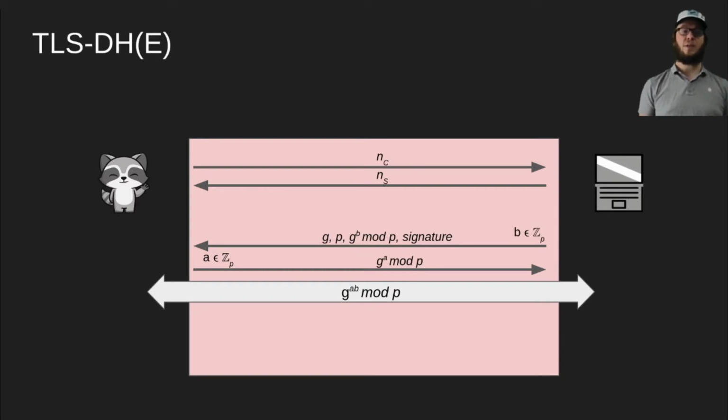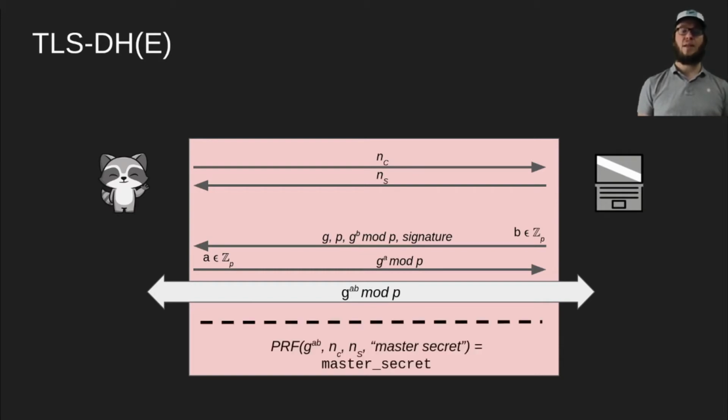Once this shared secret is computed, both parties can derive a master secret by using a pseudorandom function with the shared secret, the nonces, and a label as input. This master secret is then used to derive the keys for the symmetric ciphers. If you look at this design from this high-level view, the design looks fine at first glance, but the devil is always in the detail.